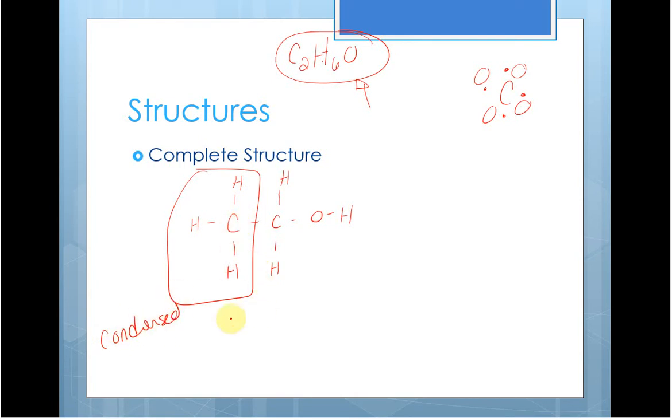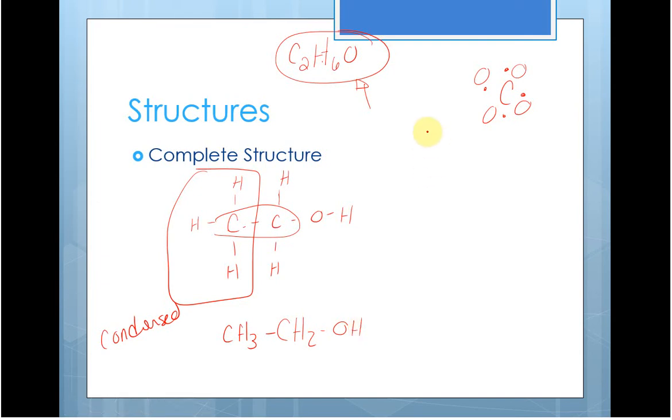as this carbon is bonded to 3 hydrogens. This carbon's bonded to this hydrogen, this hydrogen, this hydrogen. So CH3. Then, it's also bonded to this carbon, which is bonded to 2 hydrogens, so H2, and this hydroxyl group. So you can kind of get an idea of how we would do this.